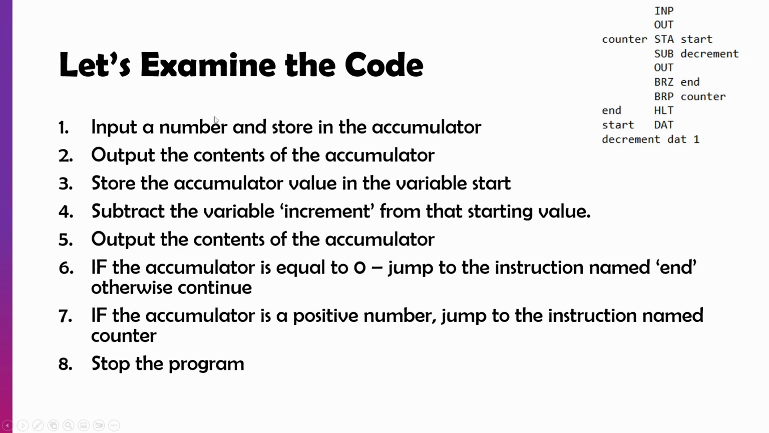So you see, in a bit more detail, the first line inputs a number and stores it in the accumulator. Number 2 outputs the contents of the accumulator. We've got that in there early, so it says 10, 9, 8, 7, 6, rather than just going straight and saying 9. We then store the accumulator value, so what was in the accumulator gets stored into the variable start. We then sub the value 1, because that's what decrement stored as, and then we output the values. That's when we say 9 for the first time. We check, is 9 0? No, it's not. So we go on to BRP, which checks if it's a positive number, which it still is, because 9 is positive, so then jumps straight back up to counter and continues until it gets to 0.